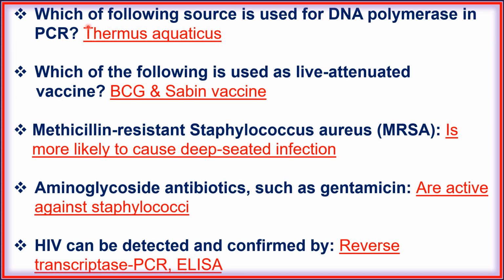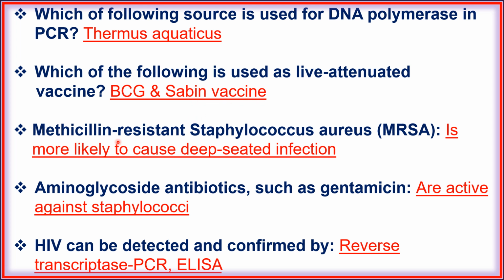Next, which of the following source is used for DNA polymerase in PCR? Thermus aquaticus. Next, which of the following is used as live attenuated vaccine? BCG and Sabin vaccine.